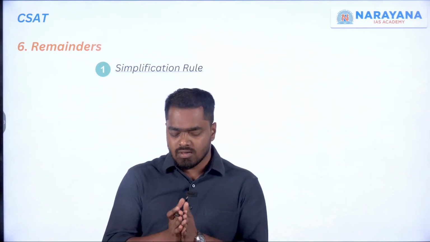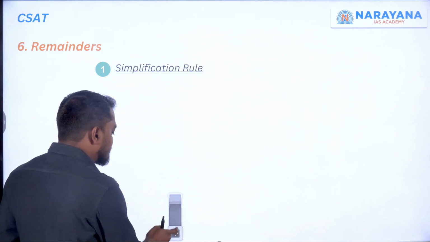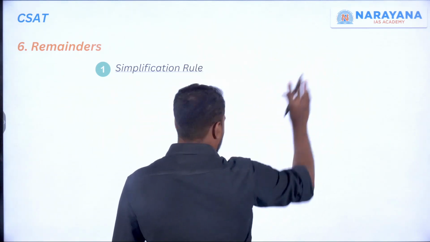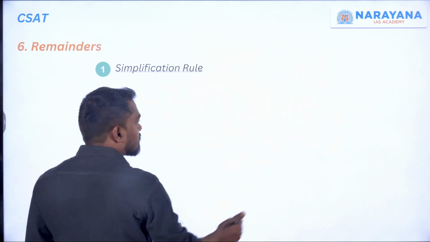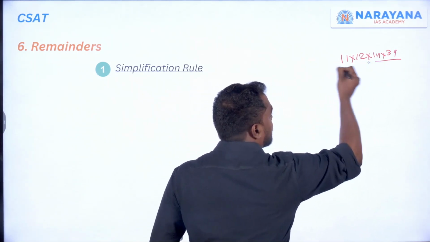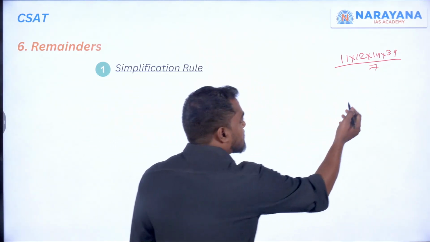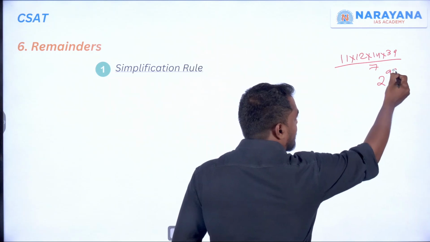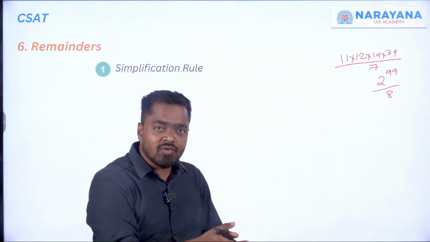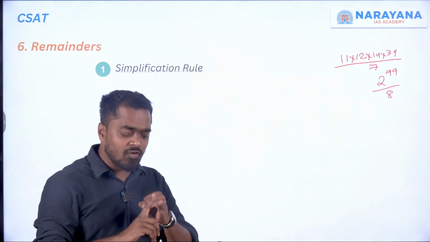Now, there are three important rules in the concept of remainder. For example, there is an expression (11 into 12 into 14 into 39). If you divide it with 7, what is the remainder? Suppose there is an expression 2 to the power 99. If you divide it with 8, what is the remainder? So for these kind of questions, the calculation will be very difficult. For that, we will follow three rules.